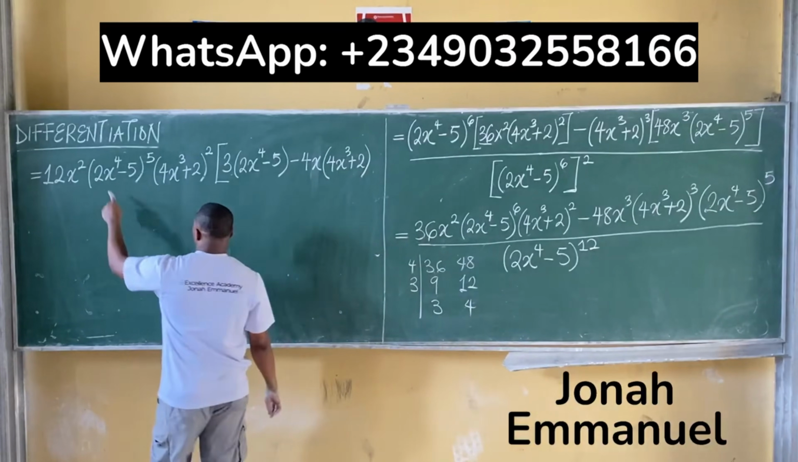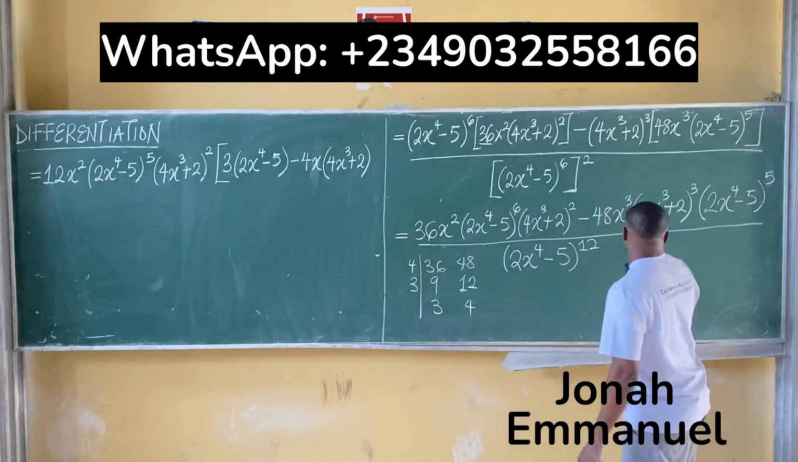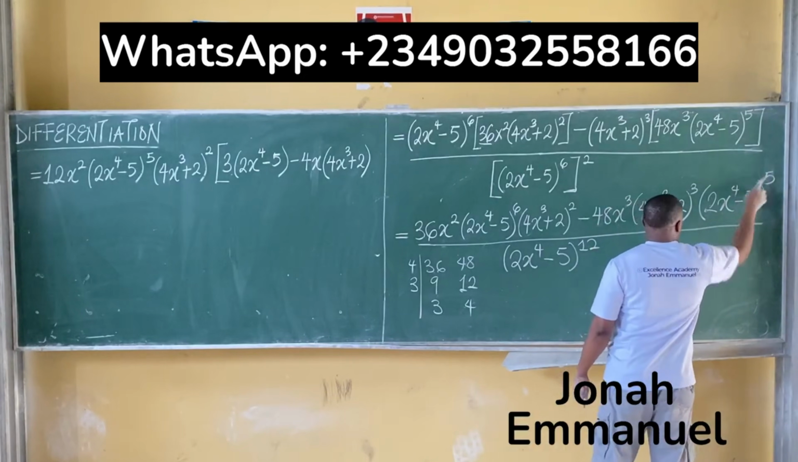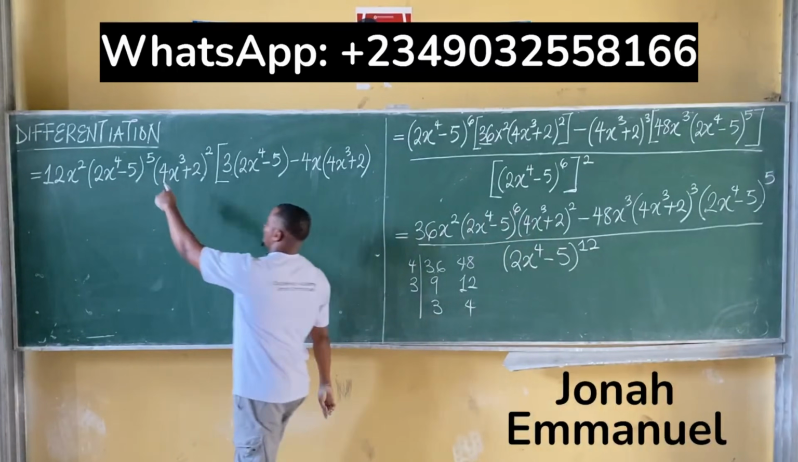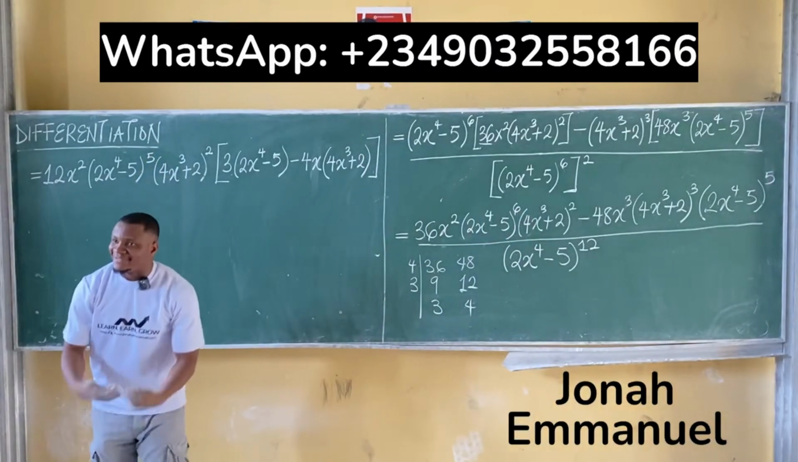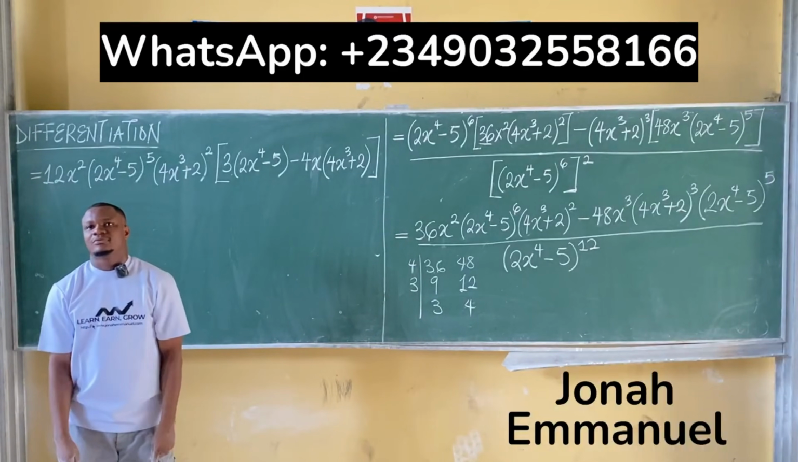Then finally, you have 2x to power 4 minus 5 to power 5. This is power 5 and this power 5. What happens there? You cancel out. So I'm done. So you see that the factorization is not even hard. Just keep your eyes down. It's not hard. Keep your eyes down.